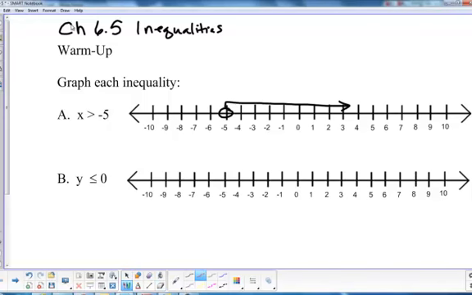So if you look at the next one here, just one letter, y is less than or equal to 0. So at 0, we're going to put a closed circle. And then we're going to go to the less than or equal to side.